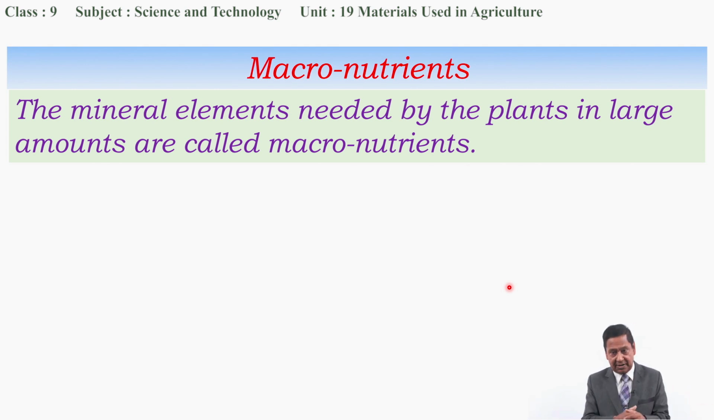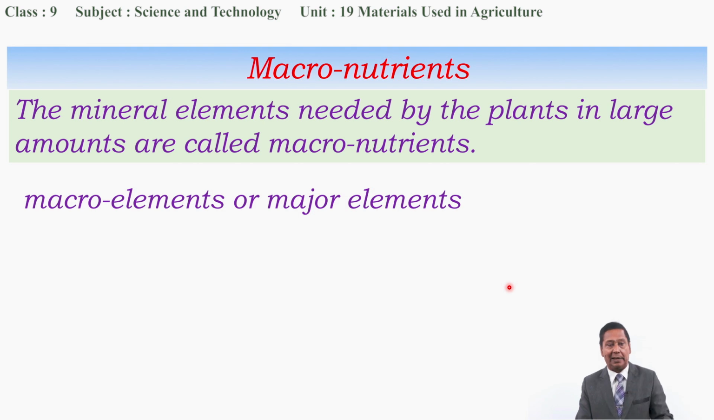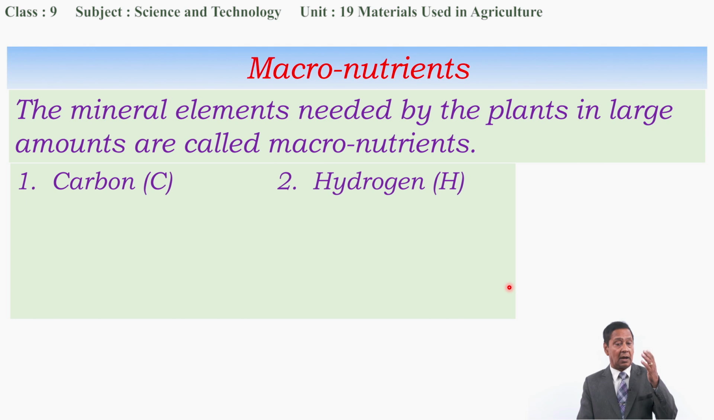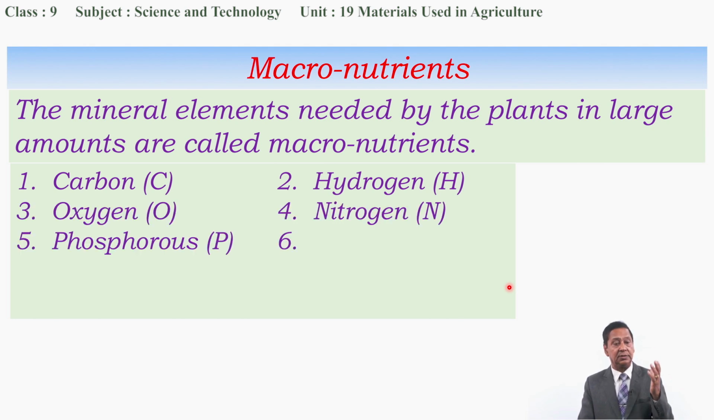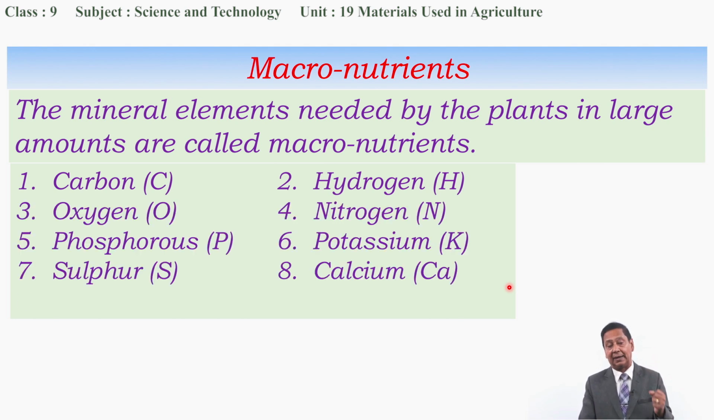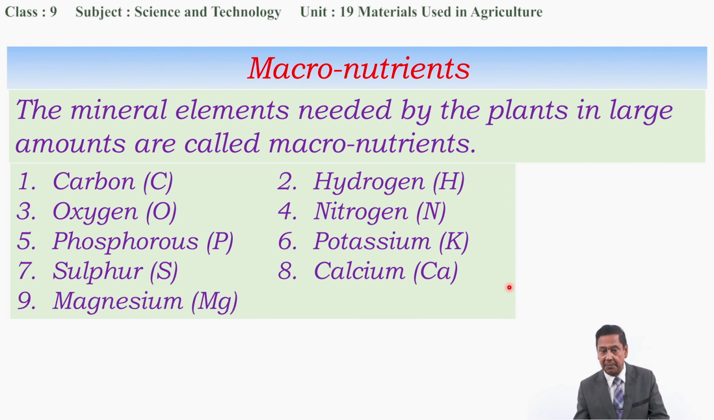They are called macronutrients. And they are also called macro elements and major elements. What are they? Carbon, hydrogen, oxygen, nitrogen, phosphorus, potassium, sulfur, calcium, magnesium. All of them are represented by their symbol also, because we are talking about chemistry. If any element comes, then we have to know its symbol also. If any compound comes, then we have to know its molecular formula. So these are the macronutrients.